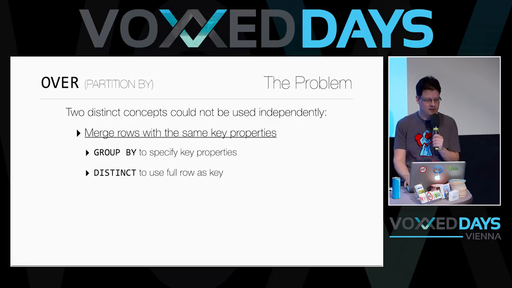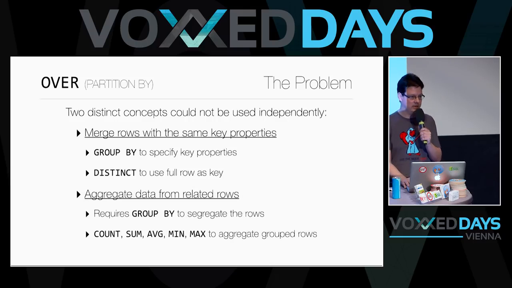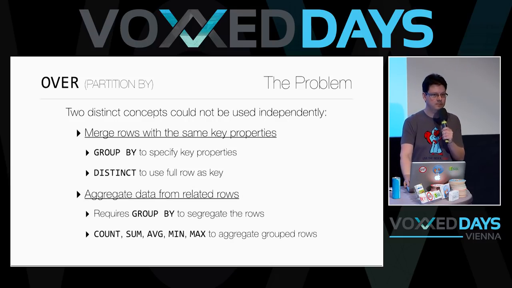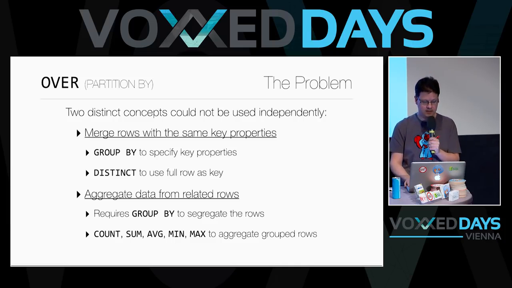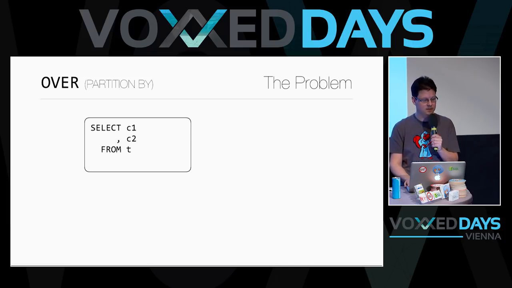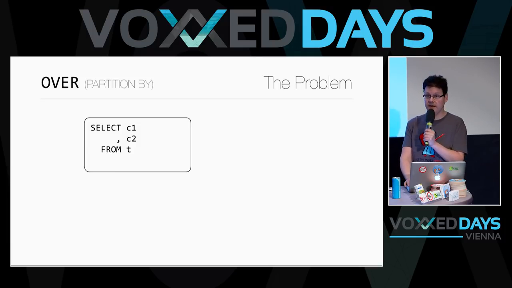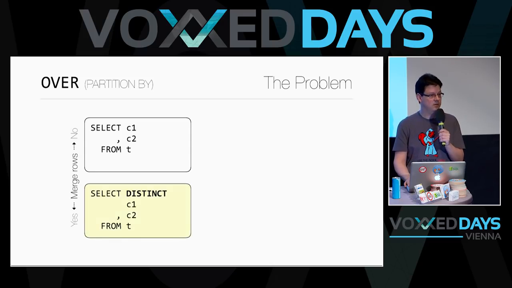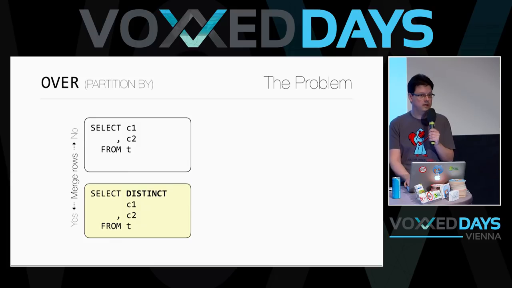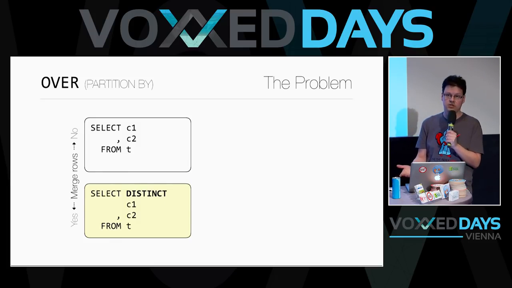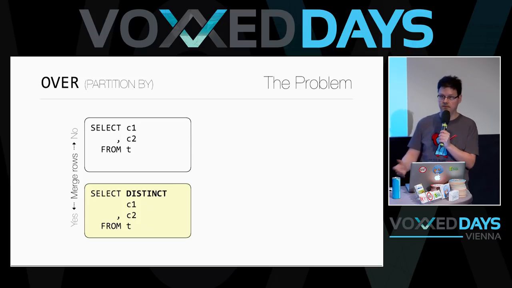These two concepts are merging rows, combining rows that share some common properties. And the other concept is aggregations, condensing several rows into a single row. I will show you in a matrix. So you can do neither of those two. You can just select data, then you're not combining any rows and you're not doing any aggregations. But then you can use the distinct keyword to do a deduplication, which kind of merges rows which happen to have the same value in all columns.